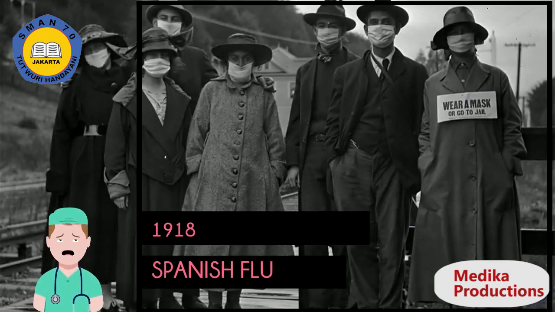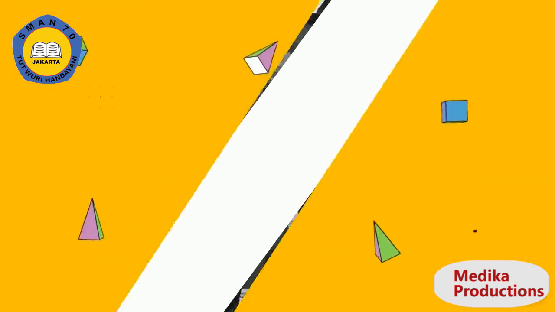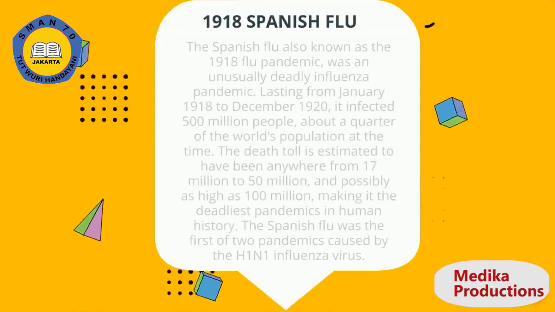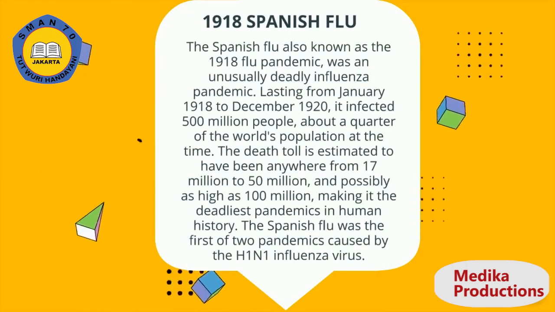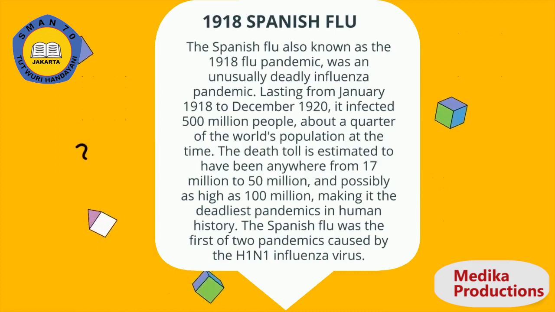The example of the explanation text is about the 1918 Spanish flu. The Spanish flu, also known as the 1918 flu pandemic, was an unusually deadly influenza pandemic, lasting from January 1918 to December 1920. It infected 500 million people, about a quarter of the world's population at the time.